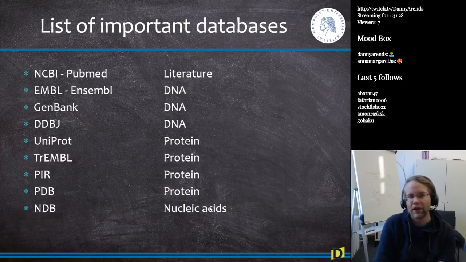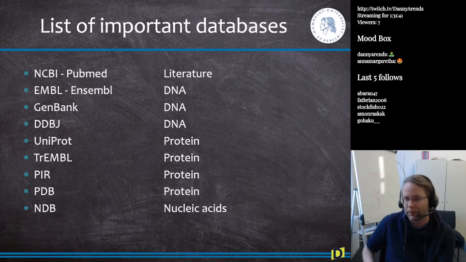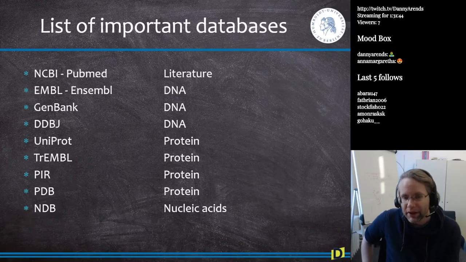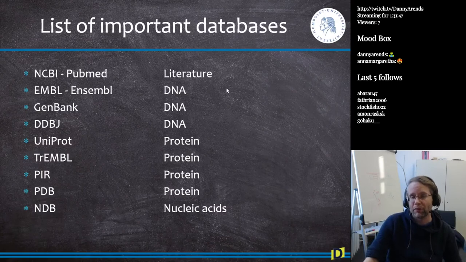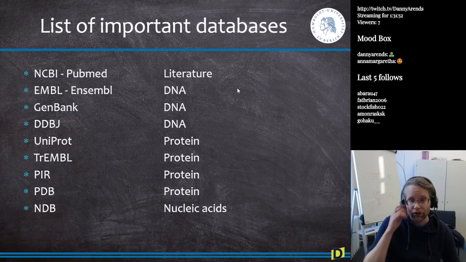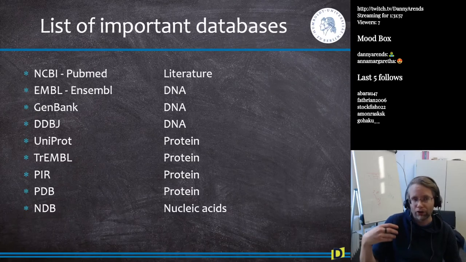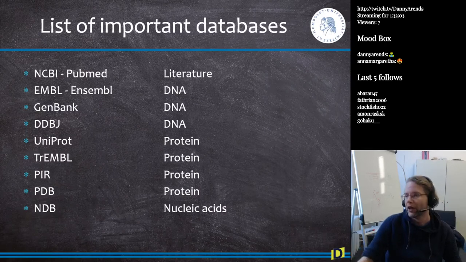So the list of important databases, I think everyone knows PubMed. PubMed is the standard database for scientific literature. And it's run by NCBI, so it's called NCBI PubMed, and this contains literally all of the literature that has been published in the last like 25-30 years. So if you want to do a query and say, give me all the papers about microRNAs in cows that have been published in the last 5 years, then PubMed is your place to go.